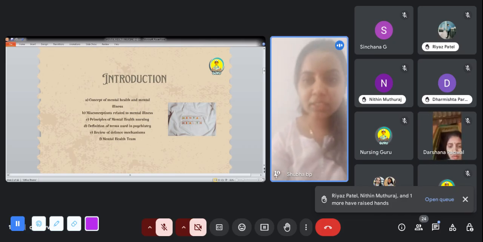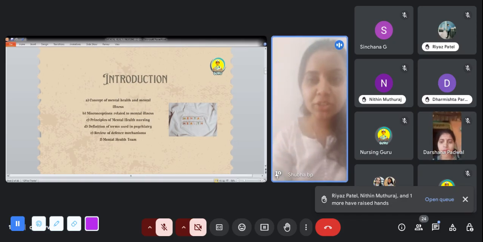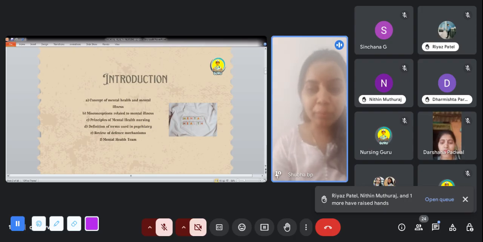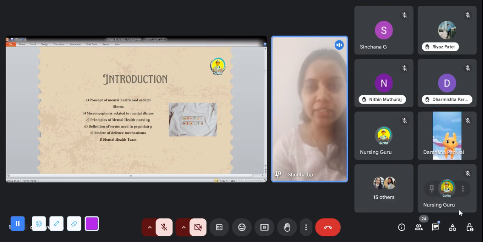The unit first is introduction. In the introduction you are going to study the meaning of mental health and the meaning of mental illness. These are the two important topics you need to study for 2 marks questions. In this chapter they will ask 2 marks questions: define mental health and define mental illness. The meaning of mental health is different and the meaning of mental illness is different, so you need to know the difference between mental health and mental illness.